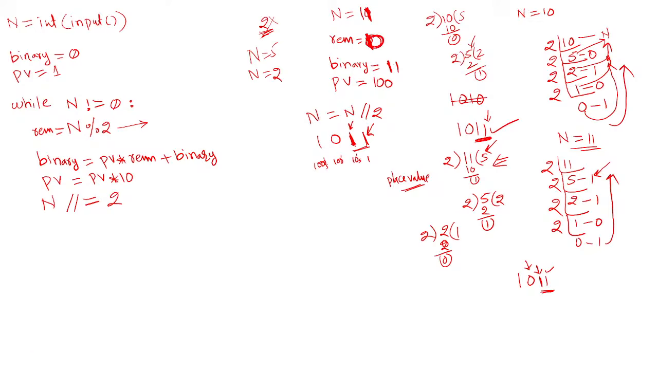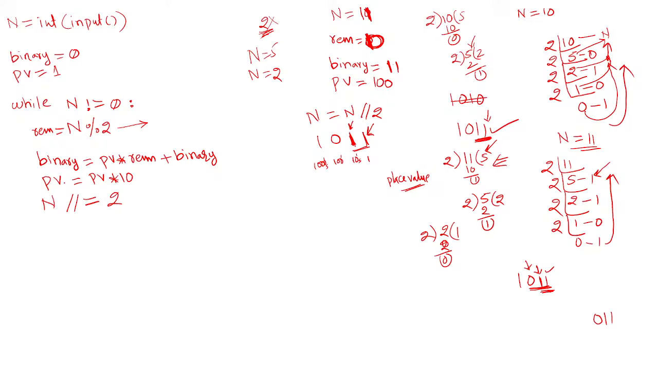Okay, right. So now look at this statement. Next statement, what happens? Binary is equal to place value into remainder. Place value is 100 into remainder is 0. So 100 into 0 is 0 here, plus binary. So 0 plus 11 becomes 11. So that means we obtained this value 0 1 1. 11 is equivalent to 0 1 1 only. It is assumed there is a 0 preceding 11.